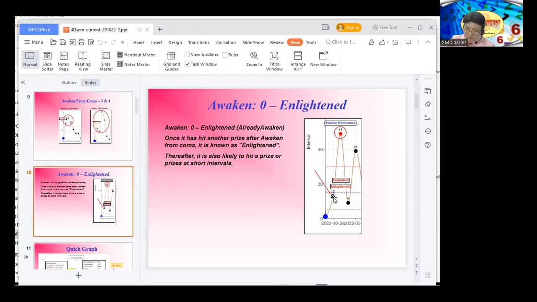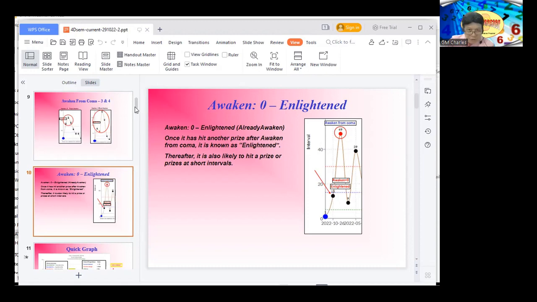Okay, enlightened is here. So after it hit, it can keep on hitting at low interval, right? I told you, right now. So this is also another point to take note. When a number is enlightened, that means it hit again after the awaken from coma. It should be able to hit many prices at low interval. So it's a good thing to take note. After it hit again after the awaken from coma, it will continue hitting at low interval.